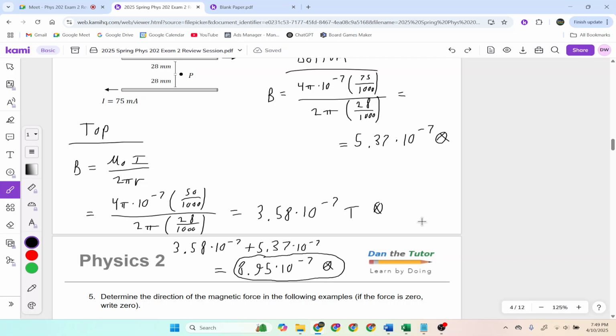But it depends on the problem, because sometimes the question says choose out of the page to be positive, into the page to be negative. Do whatever the question tells you at the end of the day. But if you get to choose, the higher number should be positive. Thank you. Yep. Any other questions there?